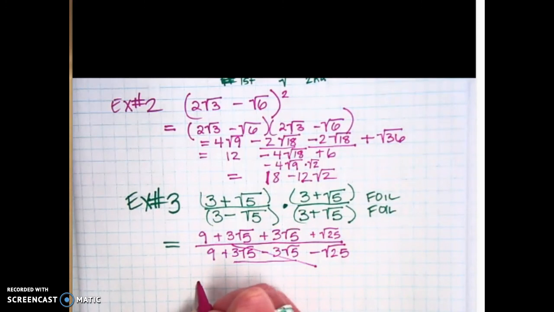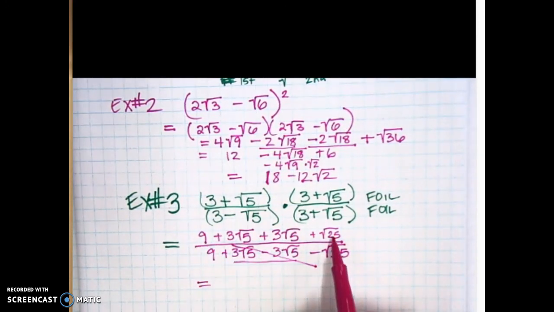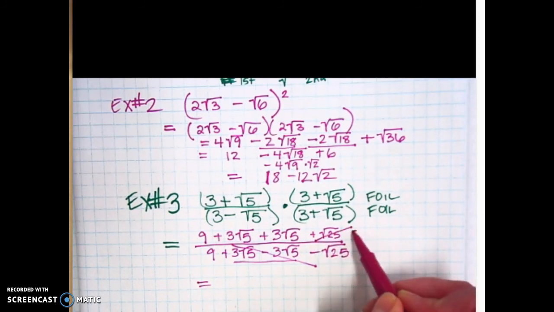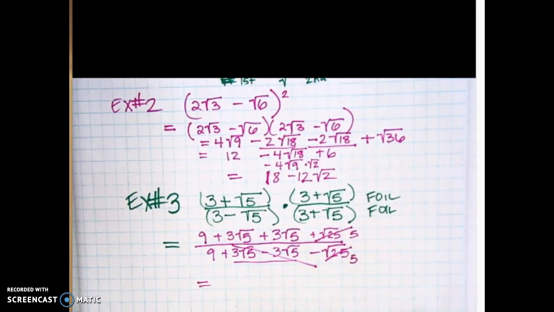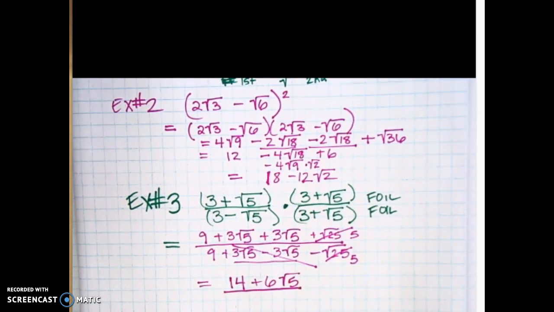Okay, now let's simplify. So up here in the numerator, let's do that first. We have a square root of 25, which we know is what? 5. It's going to be that way in the denominator too, right? So we've got a 9 and a 5. Those combine to get 14. And then we've got 2 of these 3 rad 5s. So that's 6 of them. Okay, there's our numerator. Now let's look at the denominator. We've got a 9 minus a 5, which is 4.